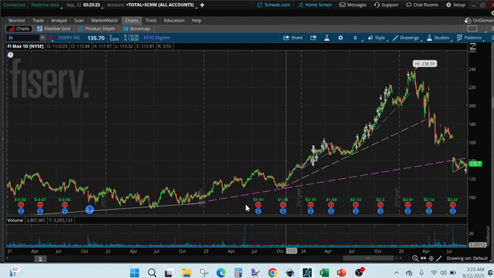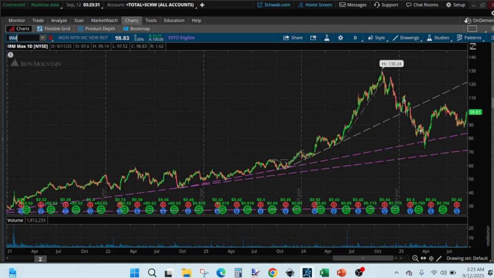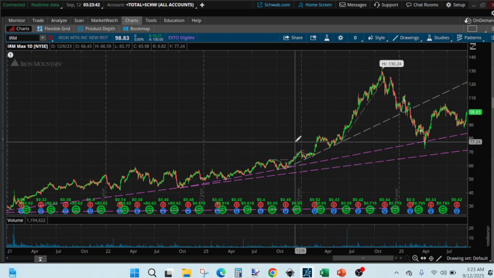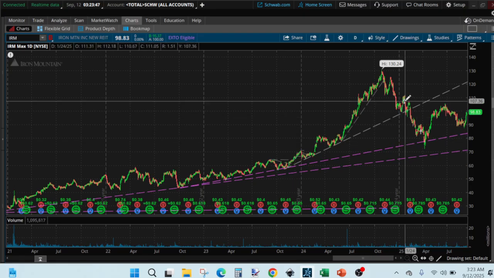IRM, it is highlighted because we purchased it already and have some shares in our portfolio. We are using the maximum daily chart to do the analysis, and the platform is the Thinkorswim platform. So IRM, we purchased it in the past earlier this year. The date is on the x-axis and the price on the y-axis.